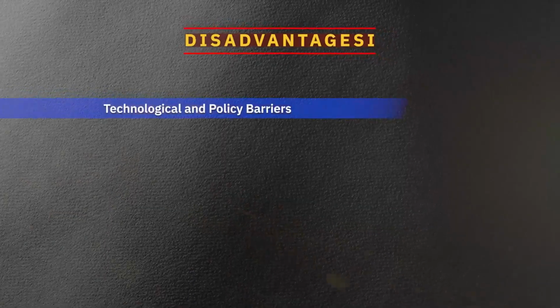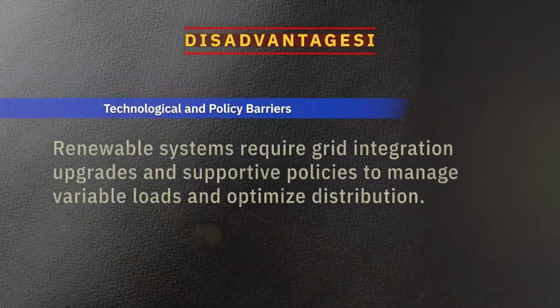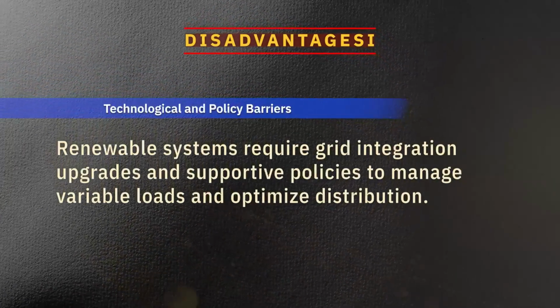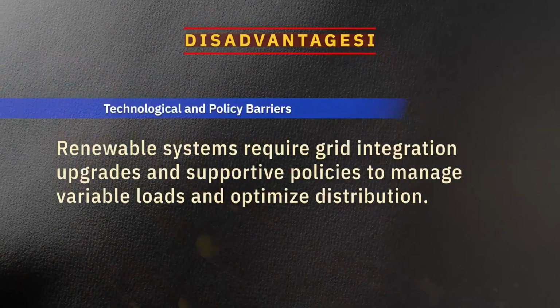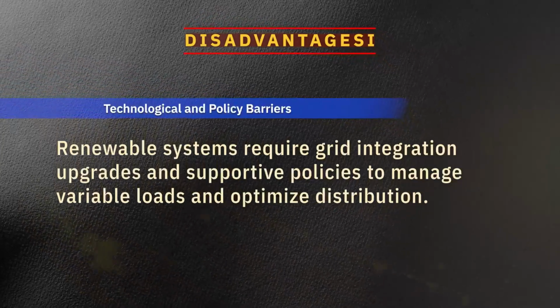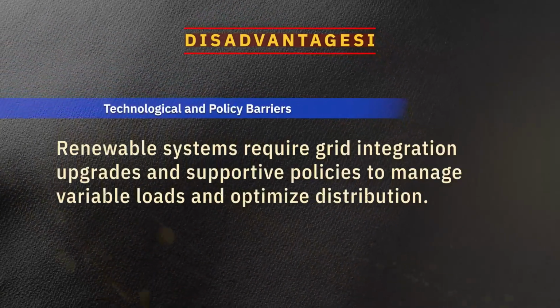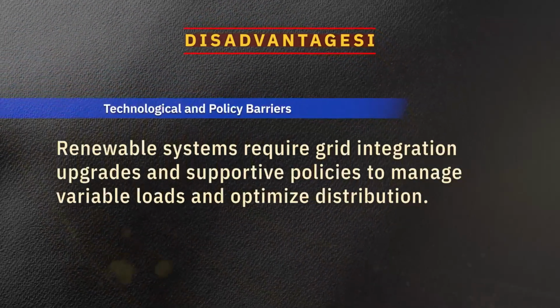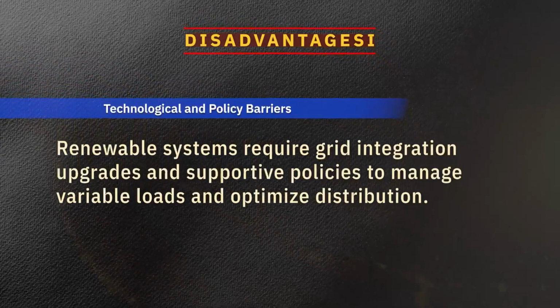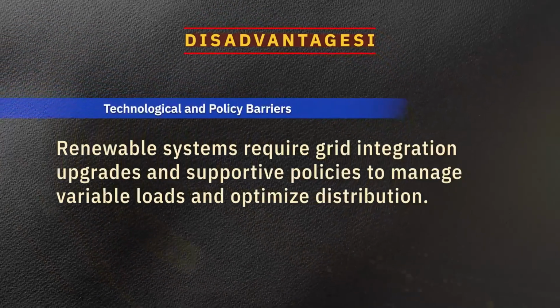And technological and policy barriers. Coming to this, the renewable systems require grid integration and upgradation as well as scientific know-how and supportive policies for better generation. And to manage it, there are loads of optimization and distribution issues. So for this reason, technological and policy barriers can also become a hindrance in the generation of renewable energy.